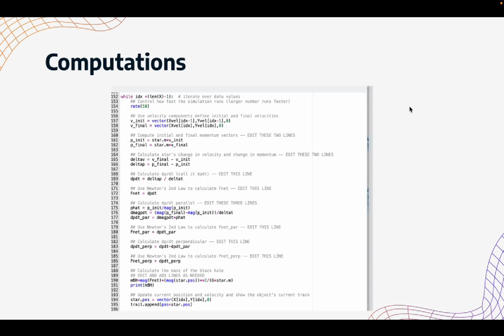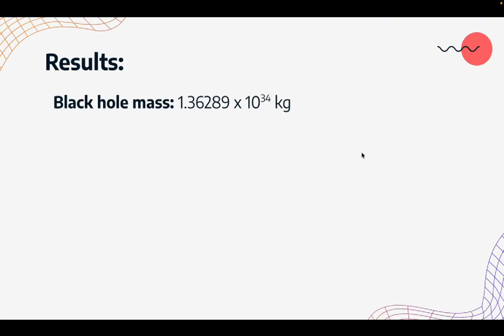We were given the gravitational constant, mass of the star, and change in time. And these are the computations of it. We looked at the velocity, initial and final velocities, P initial, P final. We calculated the change in velocity and change in momentum, which is needed for Newton's second law. In the momentum principle, we needed the parallel force, the perpendicular force, and then we know the mass, and then this was finding the mass of the black hole using F net, and the magnitude of the star's position squared, and this is the gravitational equation. We got the mass to be this number.